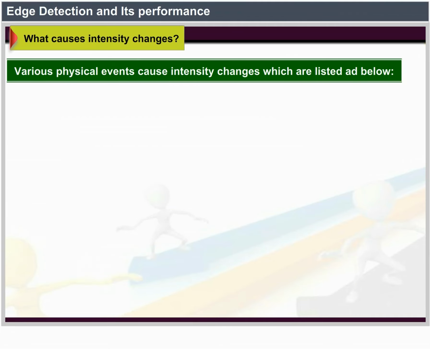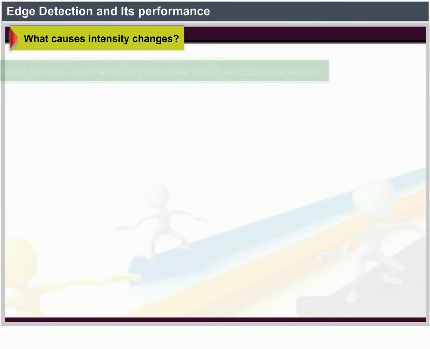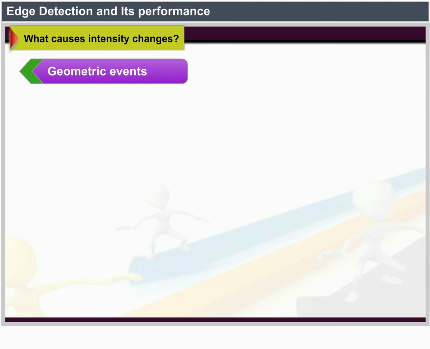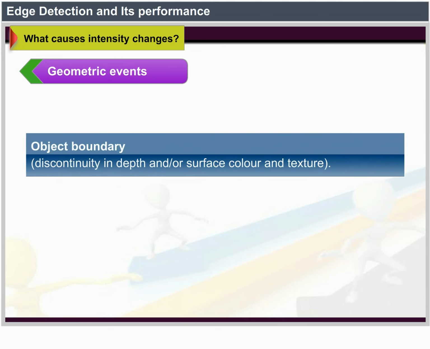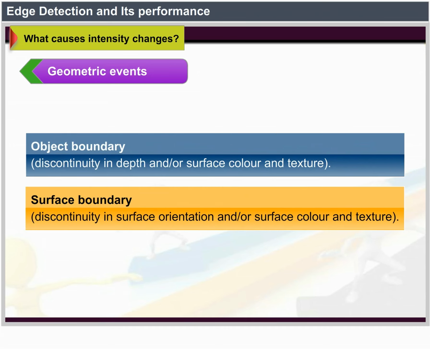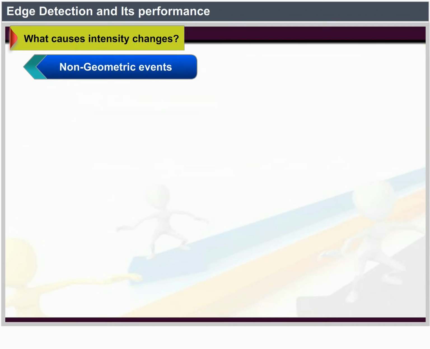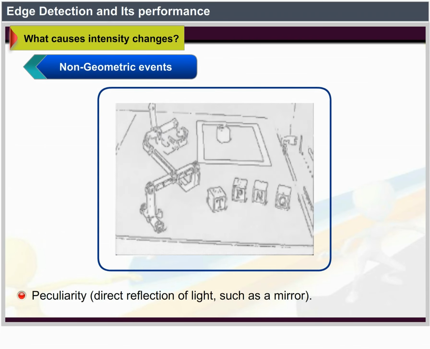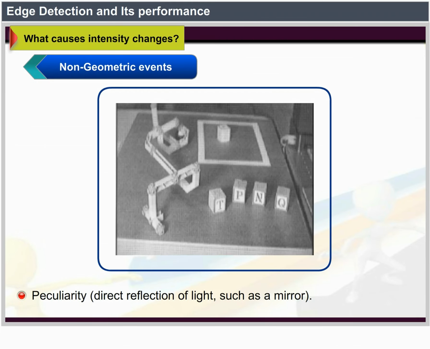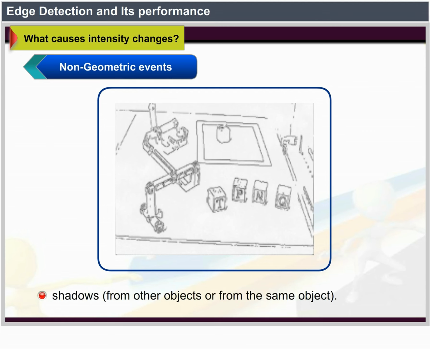Various physical events cause intensity changes. Geometric events: object boundary, that is, discontinuity in depth and/or surface color and texture. Surface boundary, discontinuity in surface orientation and/or surface color and texture. Non-geometric events: specularity, direct reflection of light such as a mirror, shadows from other objects or from the same object. Interreflections.